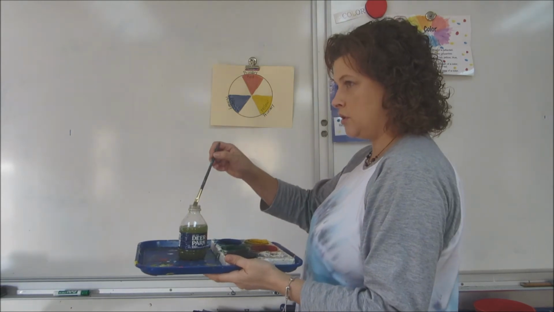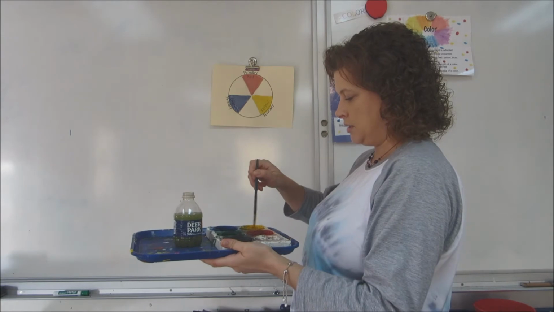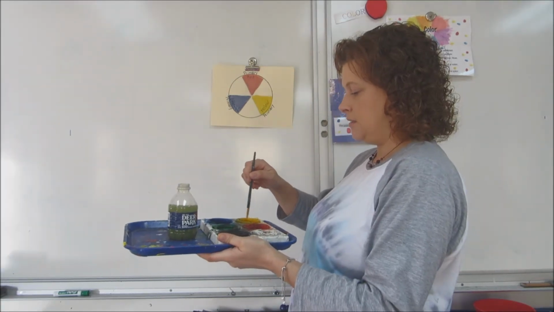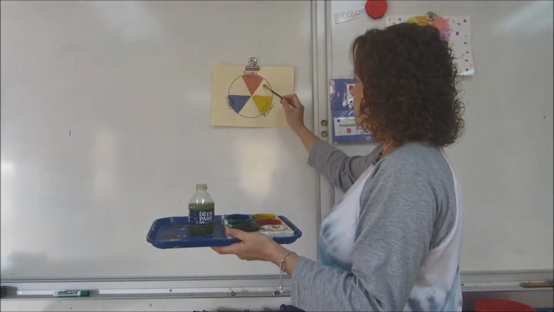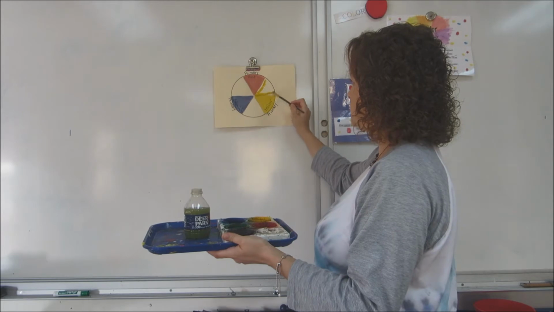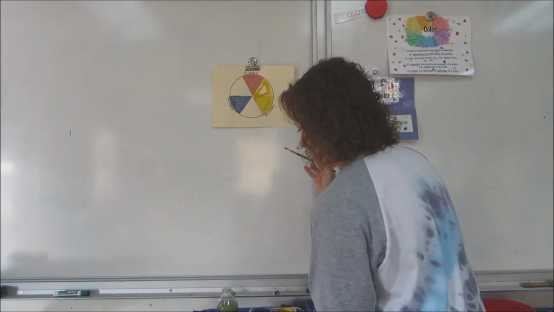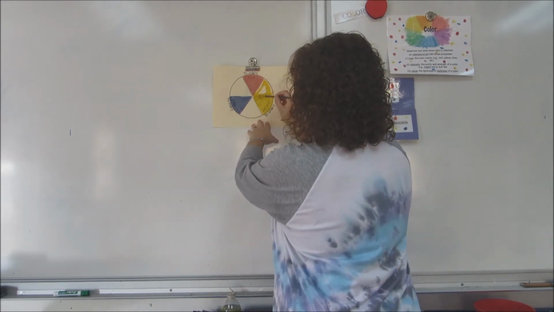So I'm going to start with some yellow. I'm going to get my brush wet, gently stir it. I'm not going to press my brush down into the paint, just gently stir it, get a little yellow on my brush, and I'm going to paint this pie piece in between here. It's dripping because it's on the board, but if it were on a table, it wouldn't do that. All right.